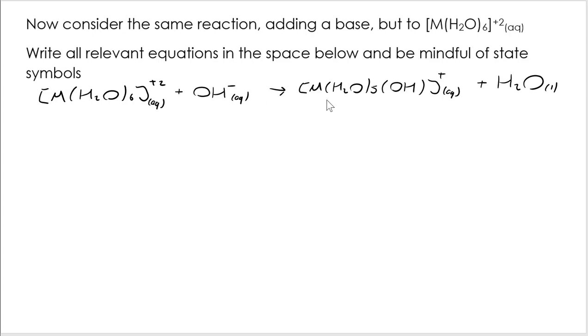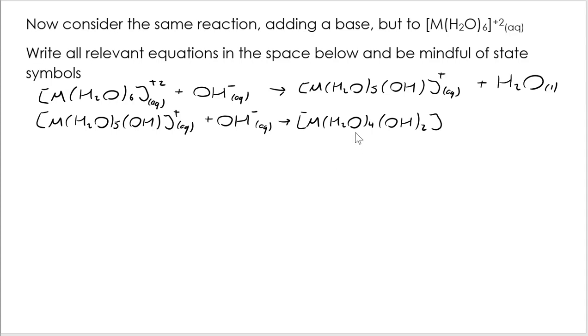If I then take my [M(H2O)5OH]+ and I add another OH-, at this point I make [M(H2O)4(OH)2], but just as we saw earlier, that now has 0 charge. That means it can no longer dissolve. And that means that it's solid. That has precipitated out of solution. Incidentally, there are observations you're going to have to learn for all of these reactions, and we're going to talk about those in the final video of this topic.